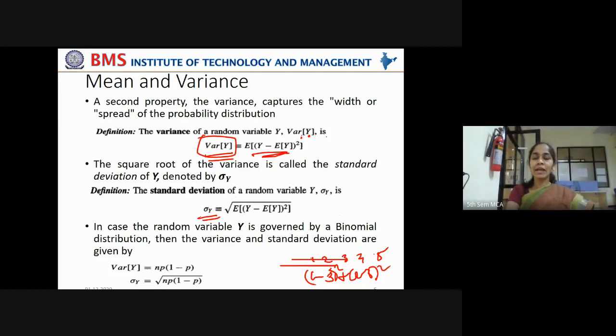And that is represented as, instead of divided by 5, you are writing it as expected value, because it is nothing but the mean. So the expected value of the deviations of each value y from the mean of the values of y. Square them and add them. Find out the mean. That is nothing but the variance of y. Got it? That will explain the width or spread of the probability distribution.